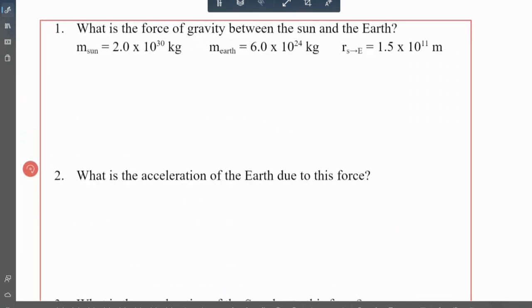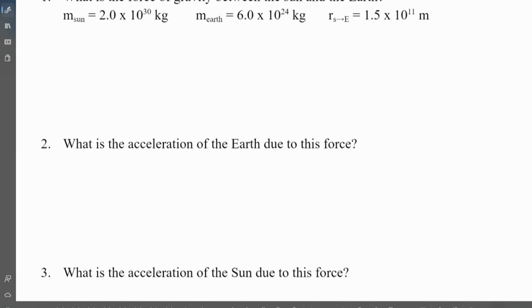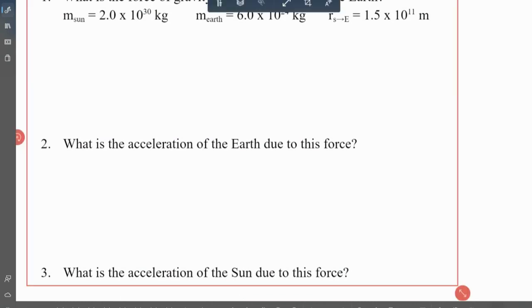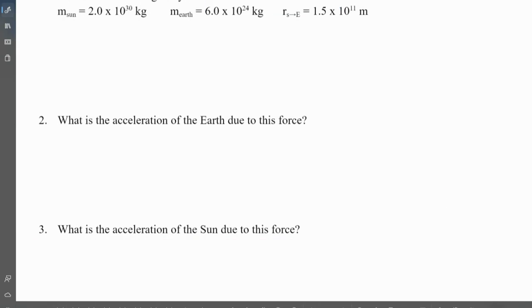First question I'm going to ask you here: what is the force of gravity between the sun and the earth? I'll make this just a little bit smaller. I'm asking what's the force of gravity, which means we're solving for F sub g equals question mark.